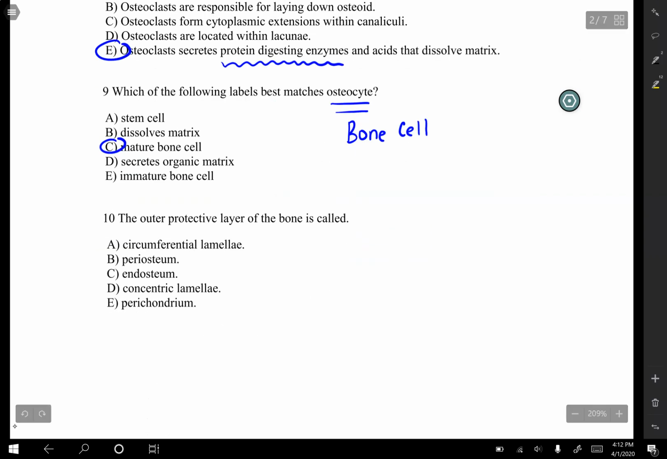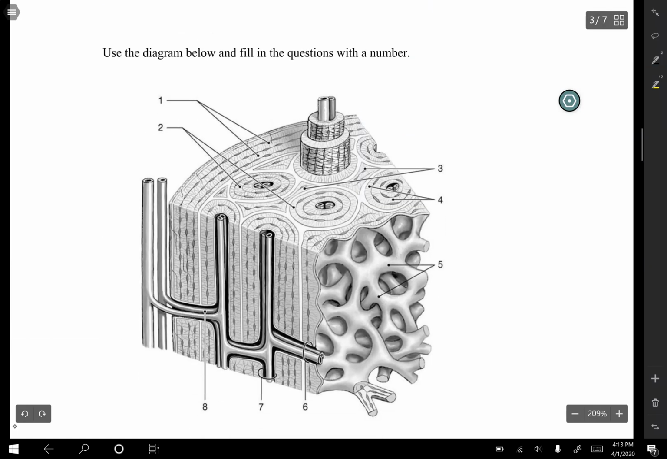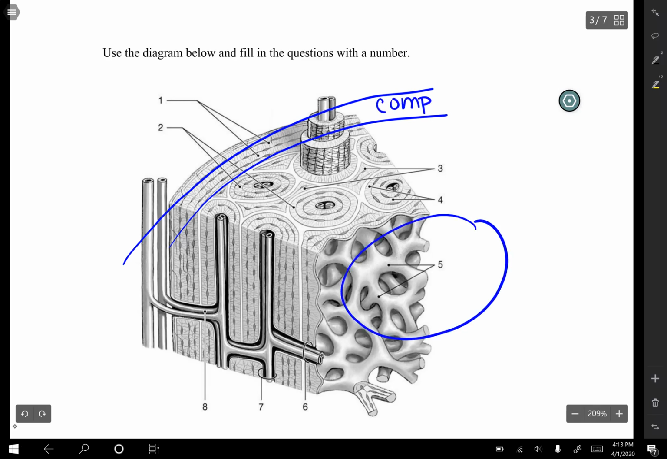The outer protective layer, we kind of called it the wrapper. That was the periosteum. Now this one here, a lot of people had trouble with this, but if you looked at the diagram in your notes, the outer layer, which is where 1 is pointing to, that's your compact bone. This one here, you all got that one, right? That looks like a sponge, so that's your spongy bone.